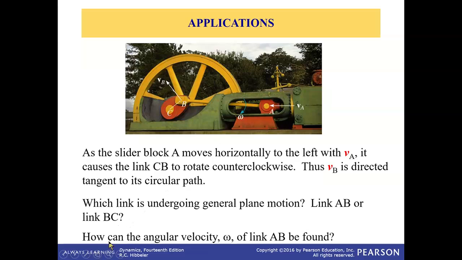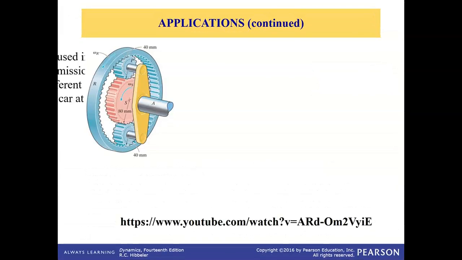So then the next question is, how can the angular velocity omega, see this omega here, for link AB be found? We'll talk about this same topic using a different example in this class.